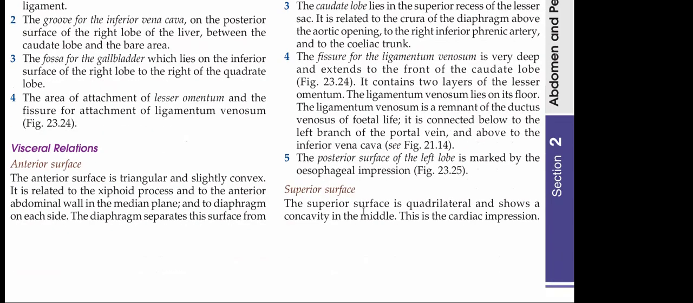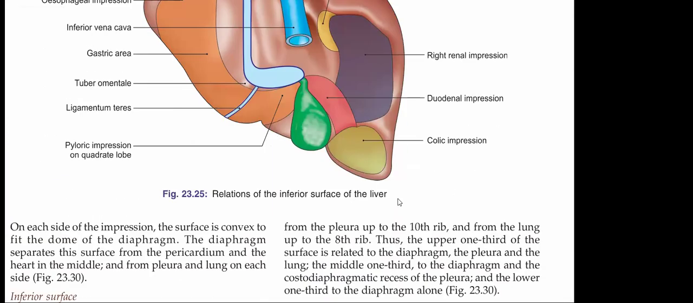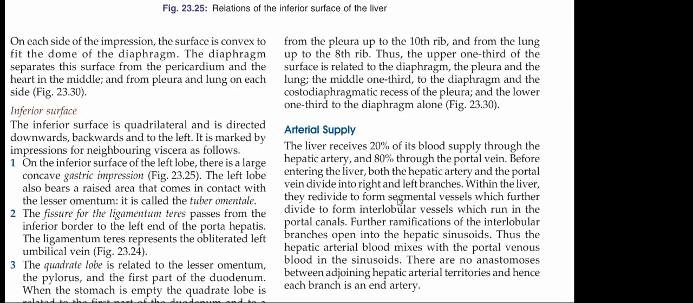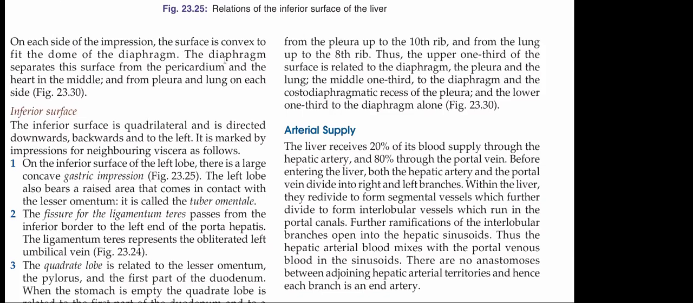Superior surface. The superior surface is quadrilateral and shows a concavity in the middle. This is the cardiac impression. On each side of the impression, the surface is convex to fit the dome of the diaphragm. The diaphragm separates the surface from the pericardium and the heart in the middle, and from the pleura and lung on each side.